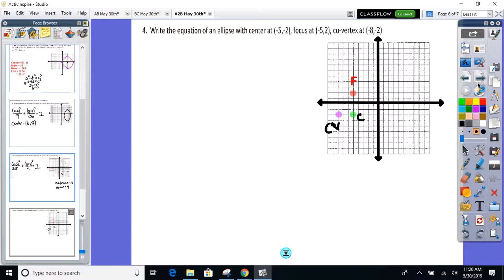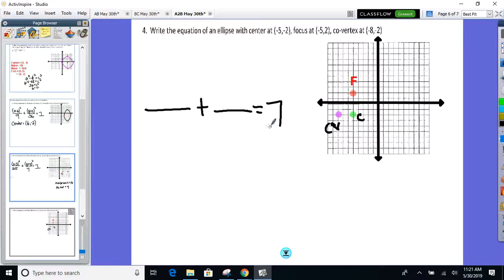All right, let's talk, guys. So something plus something equals 1. Let's do the center right now. Let's get it done. Negative, so x plus 5 squared, y plus 2 squared. All right, here we go. Gonna need a little help.